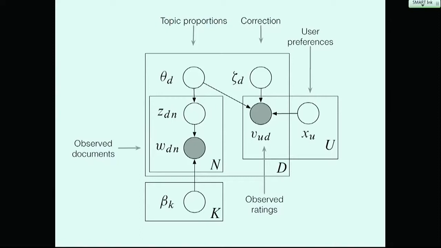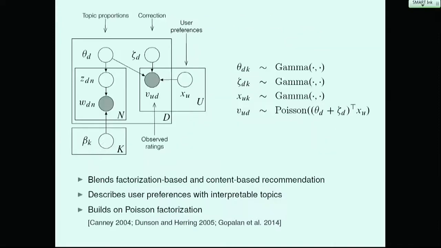Okay, so the critical piece here is that VUD depends on theta D, but theta D also describes the words. Zeta D only influences VUD. And so whatever theta D can't explain in the data, zeta D picks up. Those are those red spikes. In particular, VUD comes from a Poisson whose distribution is an inner product of theta D plus zeta D, okay? Statistics plus whatever this free variable is.